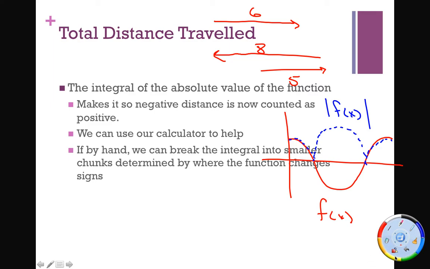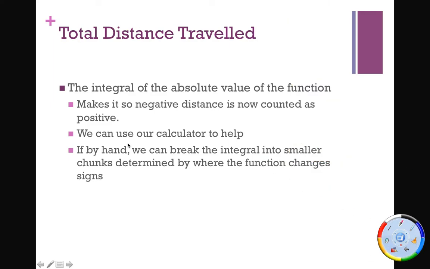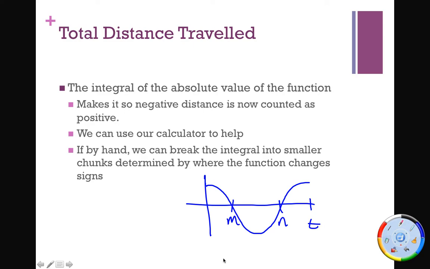If we were to do it by hand, I kind of like to do things by hand sometimes. Let's say this was an M, and this is an N, and the total time is T. I could find the integral of f of x from 0 to t dx, but that would find me displacement. But if I wanted to do it by calculator, I would just type in 0 to t of the absolute value of f of x dx.